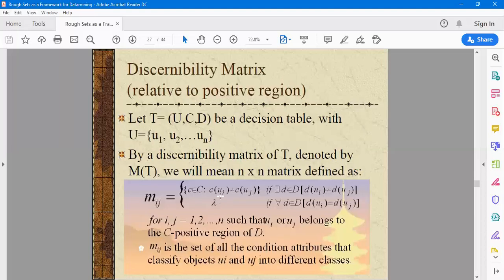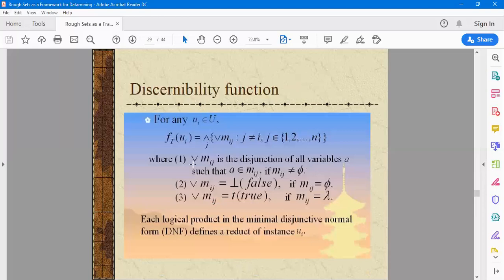So for that, the preliminary approach is that you find the discernibility matrix. In our previous lecture, we saw how to calculate the members of the discernibility matrix, and then we also saw how to calculate the discernibility function. Please go through our previous lecture to understand this.